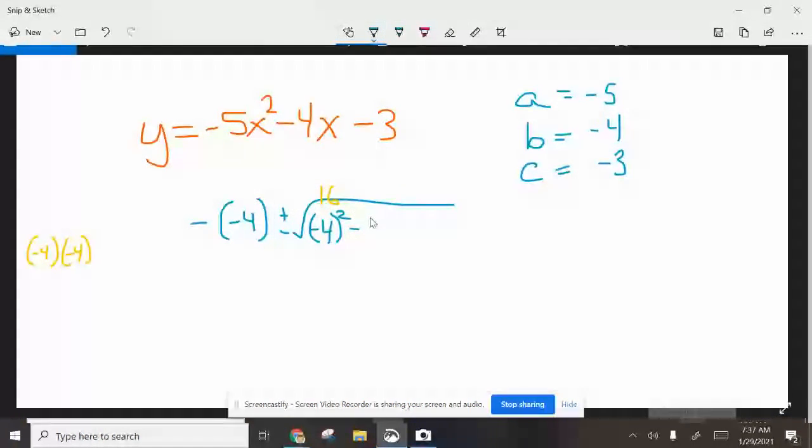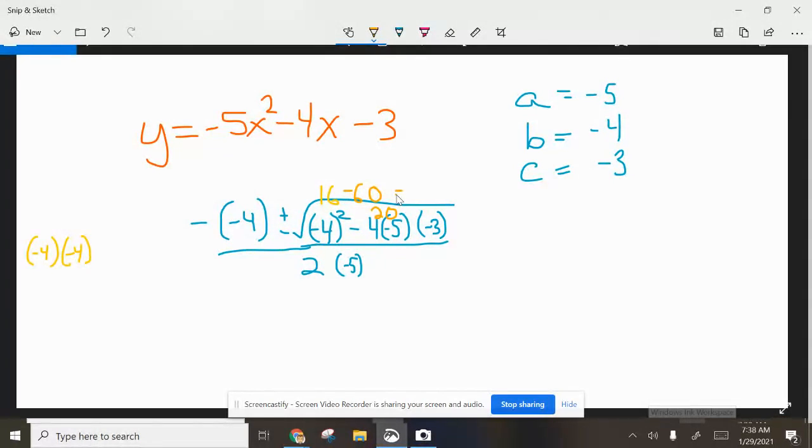B squared minus 4ac. A is negative 5. C is negative 3. All right? Good, good, good. All over 2a. All right, now let's solve this other portion here. Negative 4 times negative 5 is positive 20. Positive 20 times negative 3, that's negative 60.